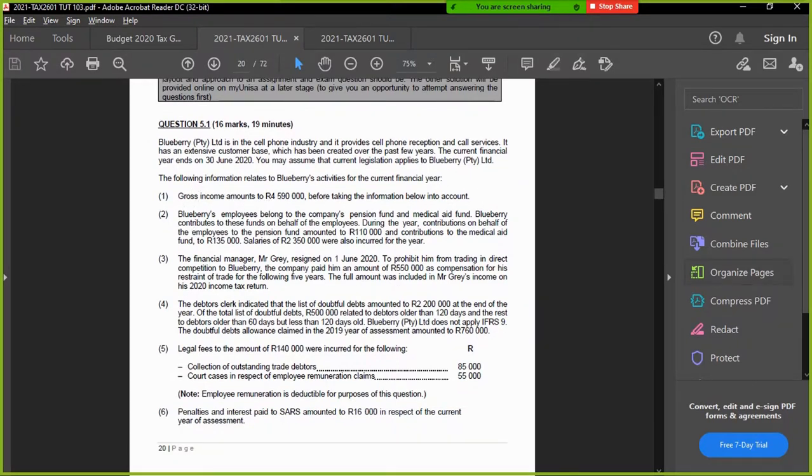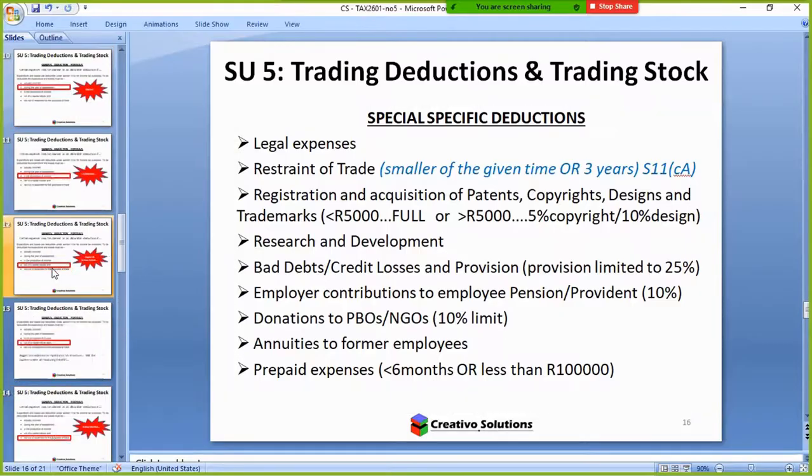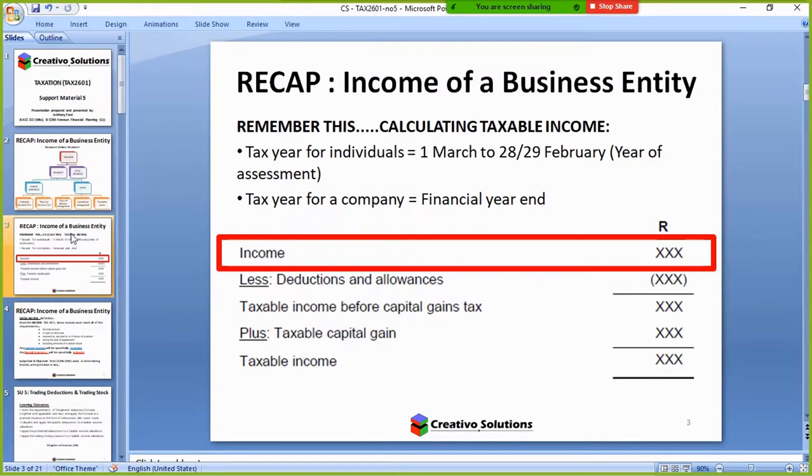Remember it all relates to what we spoke about here. Working: income, write down everything. Deductions, allowances, write down everything. But you have to write them down in lines. So you write on one line, another line, another line, and you're just applying the rule.